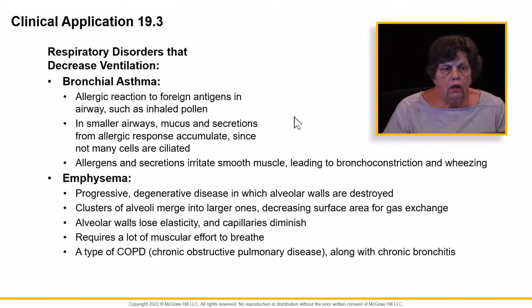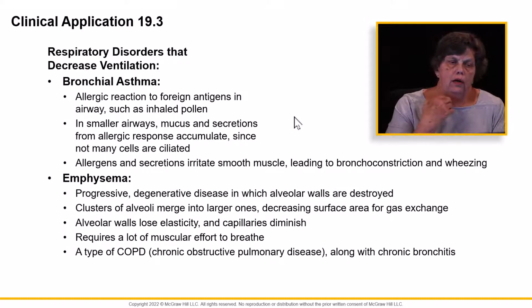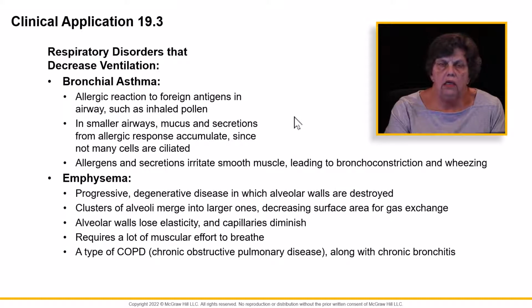Asthma. This is where you get mucus secreted on the inside of these airways and they thicken. And usually this is an allergic reaction to certain things, again, pollens and that sort of thing. Dog dander, cat dander, whatever it may be, but it's an allergen and it irritates these muscles and it leads to bronchoconstriction and wheezing. Okay, if you've ever had an asthma attack, you know what that is.